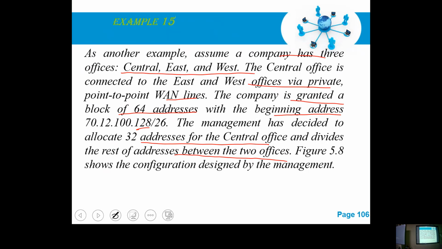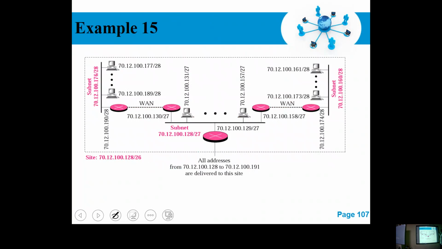Like what are the other we have? East and West. So East and West are going to get 16, 16 because we have total 64. Okay. So the corresponding figure you are going to have like this. Anyway, we do not have East and West highlighted over here. Anyway, the original one had 64 addresses.